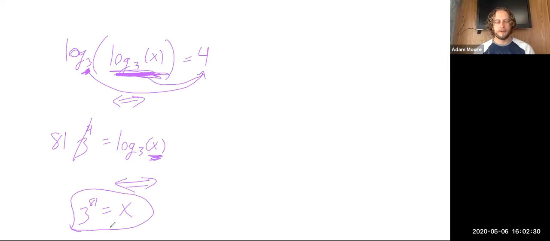There's no way I'm going to figure out what 3 to the 81 power is. It's like billions. So we're just going to leave it at this. It's x equals 3 to the 81 power, you know?